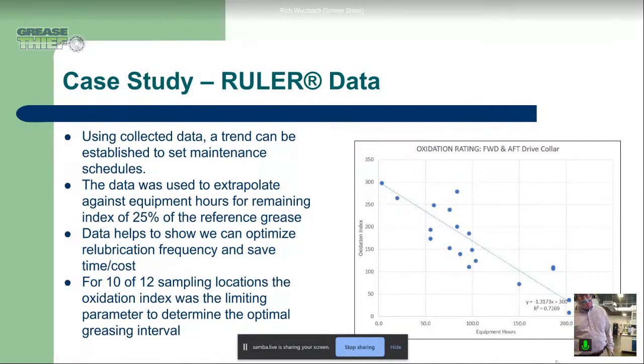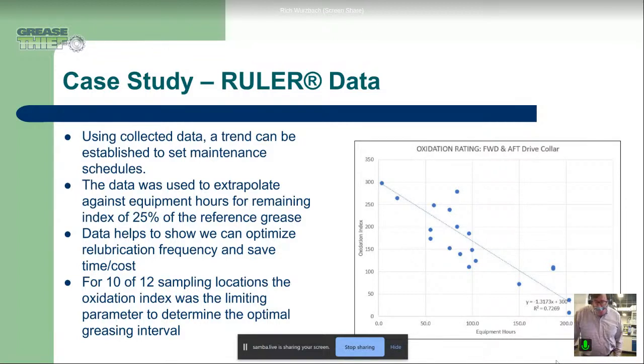Now, here is a plot from one of the components on the aircraft called the drive collar. There's a forward and aft drive collar. We grouped the data together because we found that it matched up very well, and it created this fairly high correspondence value on a graph of the oxidation index, which you can see goes as high as 300 off to the left of the graph, and that would be kind of a grease that was maybe brand new. And then as time goes on, you can see those values decreasing in almost a linear fashion.